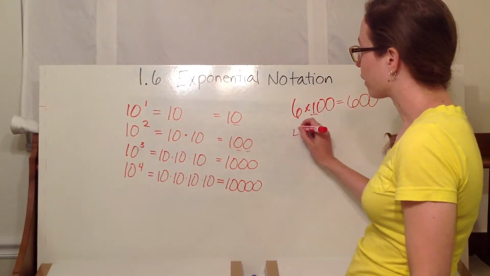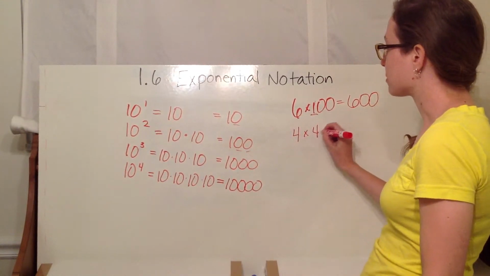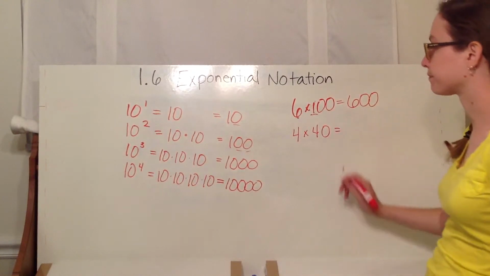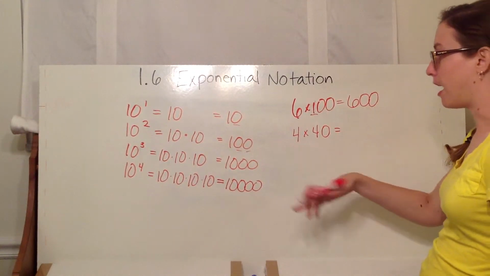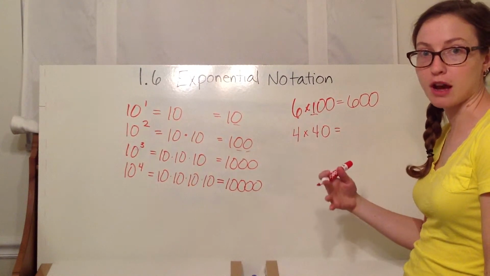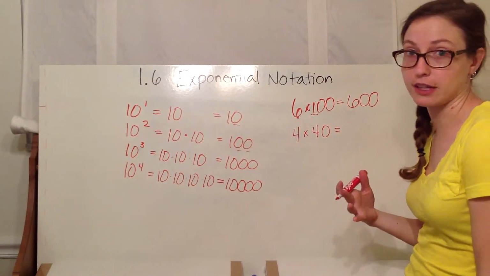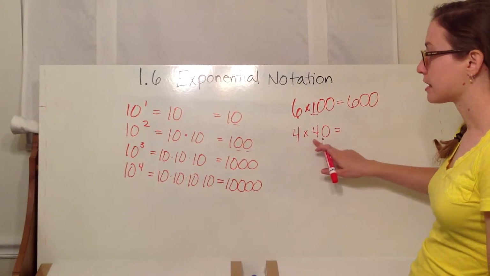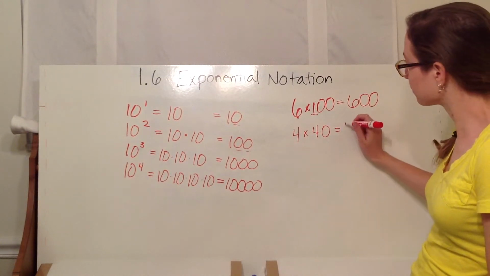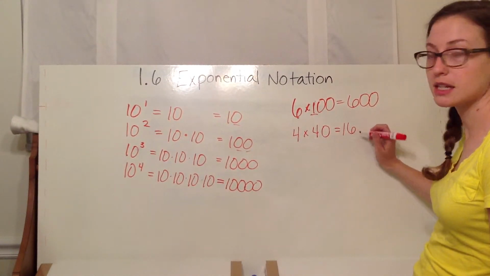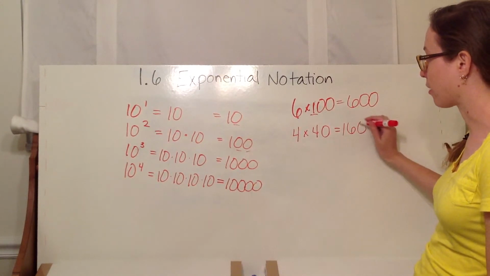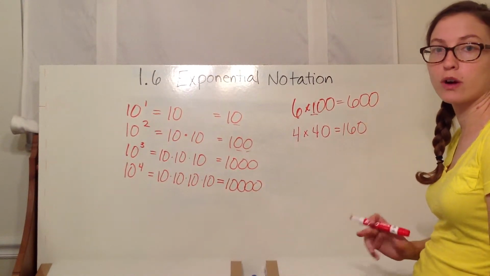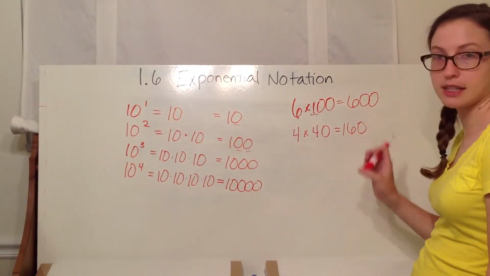But this works in other situations as well. If we have 4 times 40, I'm not going to count 40 4 times or 4 40 times. I'm definitely not going to do that. But what I can do is 4 times 4, which is 16, and I had a single 0, which comes along. 4 40s is 160.